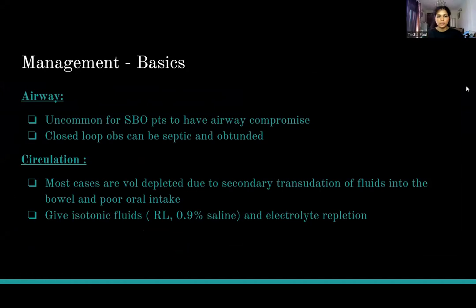Now talking about management. So the basic management for airway, it's quite uncommon for your patients to have airway compromise. Patients with closed loop obstruction can be septic and unresponsive. And for circulation, they are vomiting, and there is that spacing of fluids and also poor intake. So they will be volume depleted. So you can give your patients isotonic fluids like saline, Ringer's lactate, and electrolyte repletion. Particularly watch out for potassium.